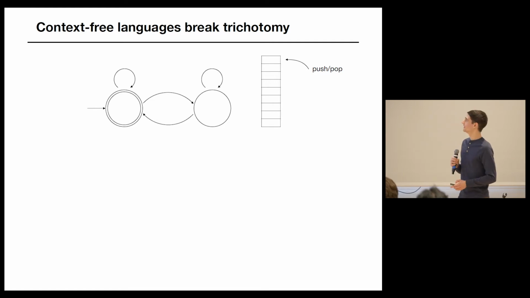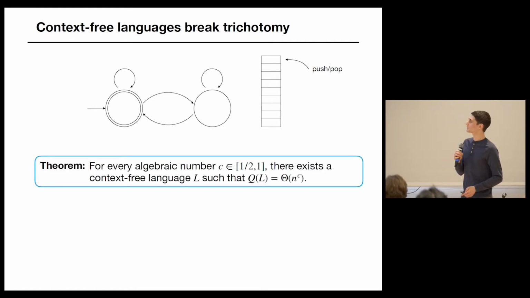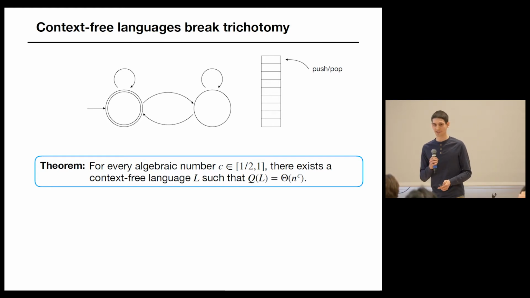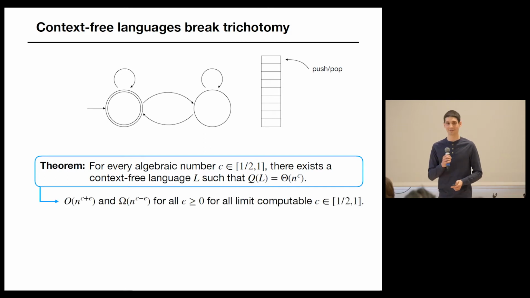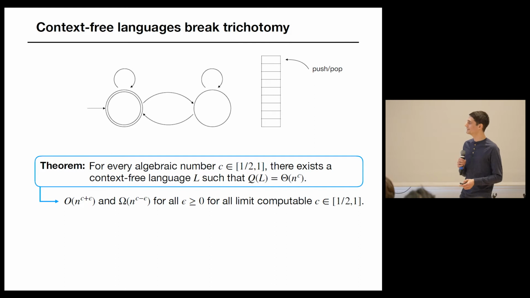And yet, the trichotomy is obliterated by the context-free languages. For every algebraic number c between 1/2 and 1, we can find a context-free language L such that the quantum query complexity of L is exactly n to the c. In fact, if you're willing to relax your notion of quantum query complexity to be O of n to the c plus epsilon and big omega of n to the c minus epsilon, then you can get all limit computable c in between 1/2 and 1. If you haven't seen limit computable before, it's a generalization of computable.